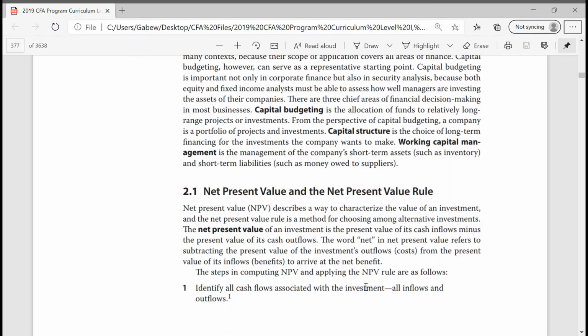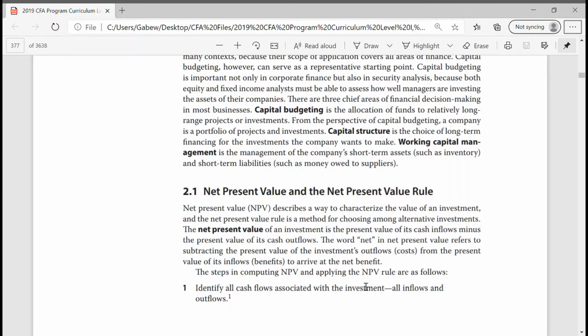2.1 Net present value and the net present value rule. Net present value, or NPV, describes a way to characterize the value of an investment, and the net present value rule is a method for choosing among alternative investments. The net present value of an investment is the present value of its cash inflows minus the present value of its cash outflows. The word net in net present value refers to subtracting the present value of the investment outflows, or the costs, from the present value of its inflows, which are the benefits, to arrive at the net benefit.